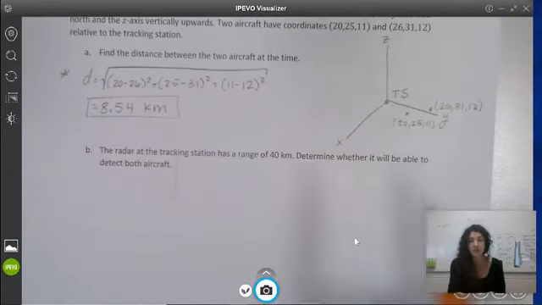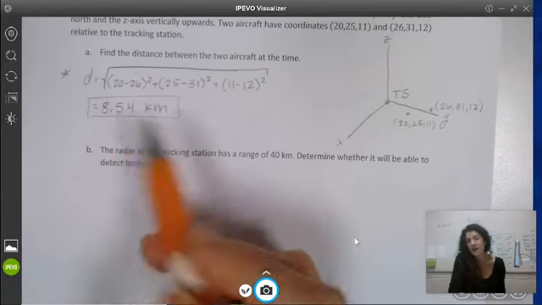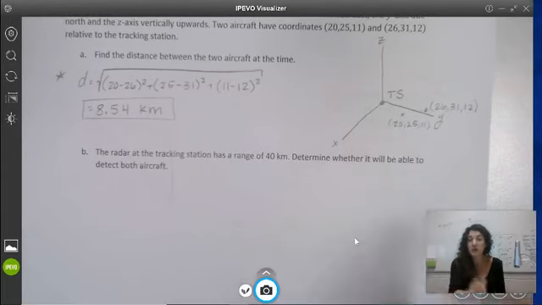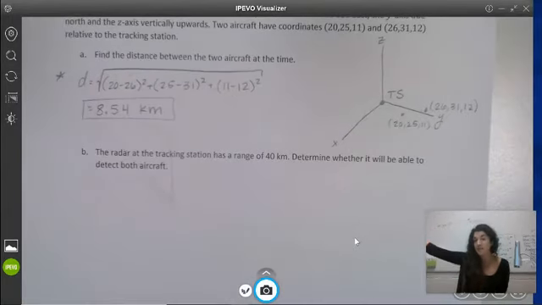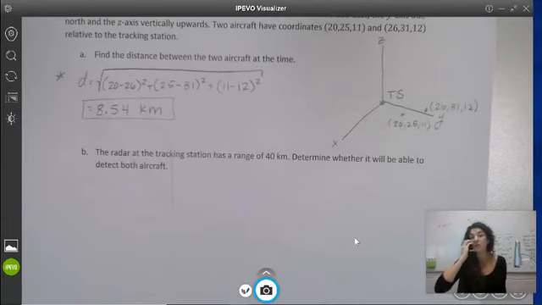Okay, the radar at the tracking station has a range of 40 kilometers. So the distance between these guys is about 8.5 kilometers. So it says from the tracking station, we can read at a distance of 40 kilometers. If they're within the 40 kilometer radius of this tracking station, then it will be picked up on their radar. Determine whether it'll be able to detect both aircraft.